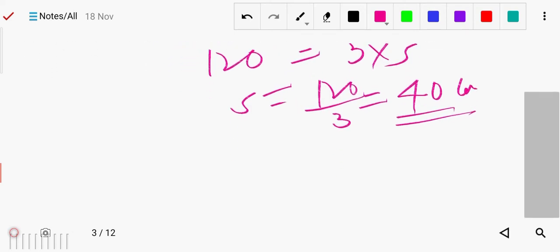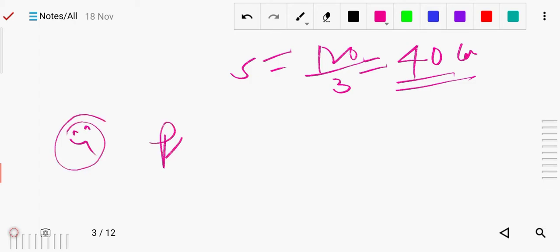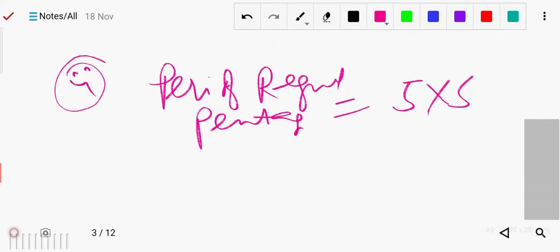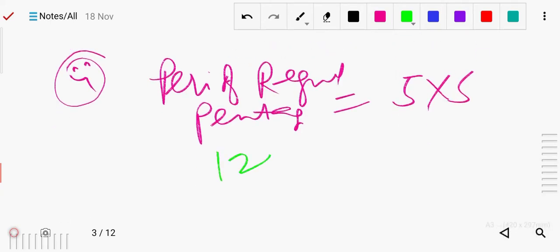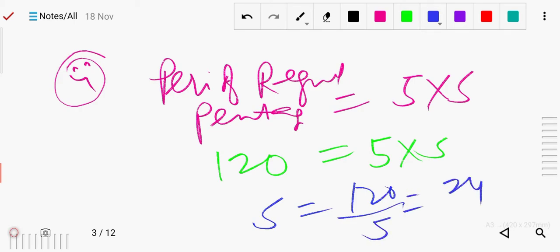Okay. Similarly, you can do number 2. So the same you can write for number 4 too. So you can write the perimeter of a regular pentagon. In a pentagon, how many sides? 5 sides. So 5 into s. So its perimeter will be again 120, and this is 5 into s. So again you can find the value of s. s equals 120 by 5. So it will be 24 centimeter.